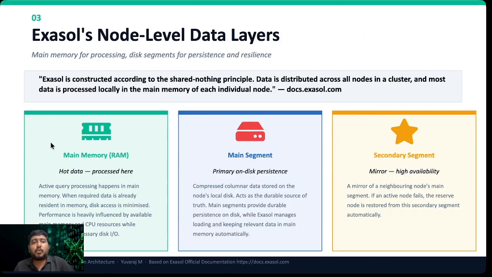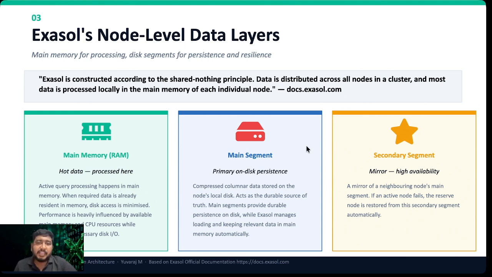So, Exasol's node level data layers. Let's look at the architecture inside the node. According to the Exasol documentation, data is distributed across all nodes in the cluster, and most data is processed locally in the main memory of each individual node. So at the highest level, we can think of three important components. First is main memory, where active query processing happens.